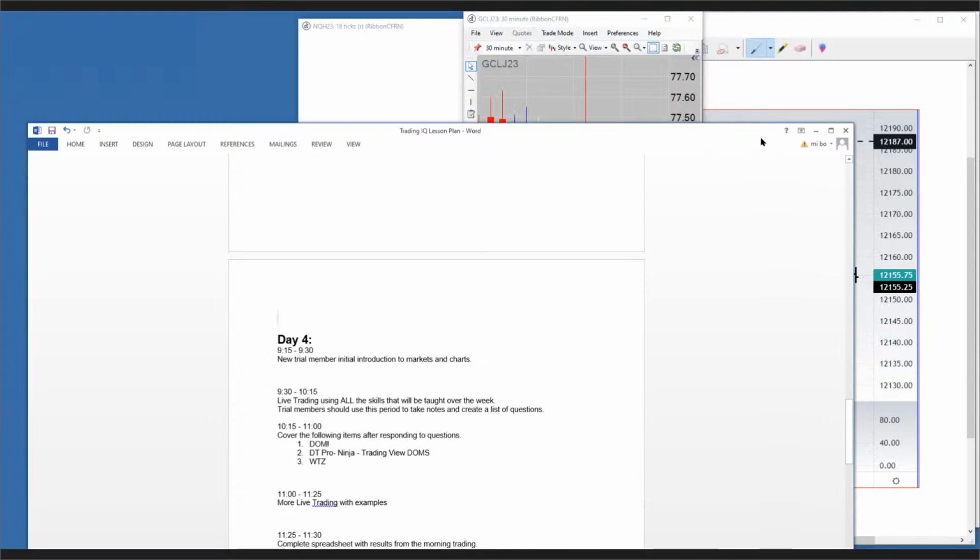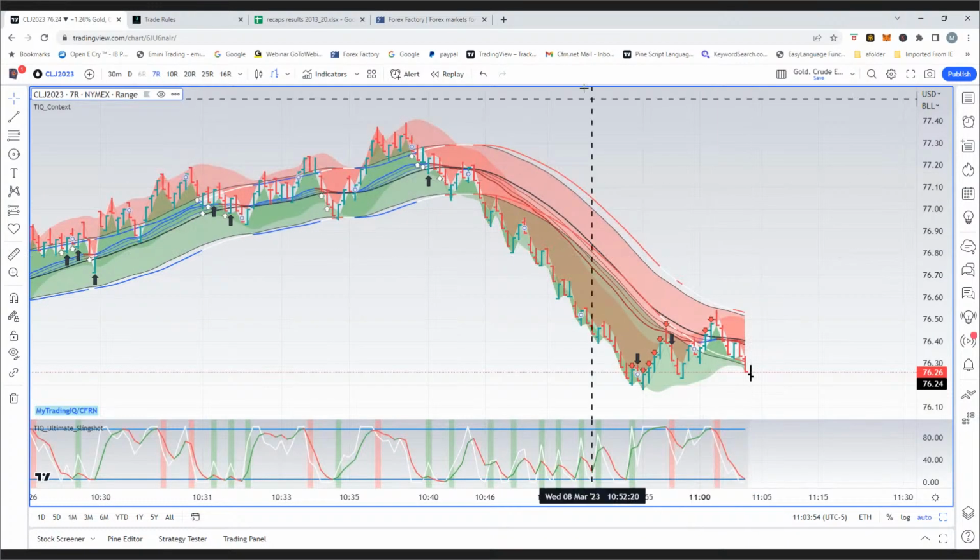Okay, so now I'm at the point where I can get back into my trading and start making some more money. Does anybody have any questions right now?